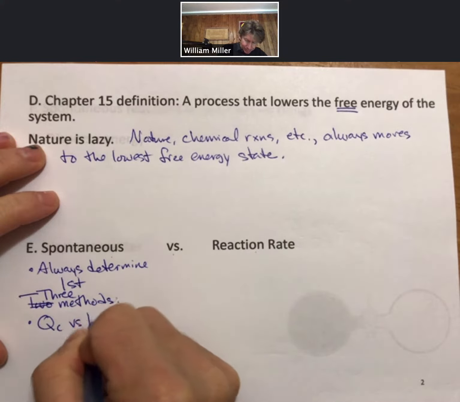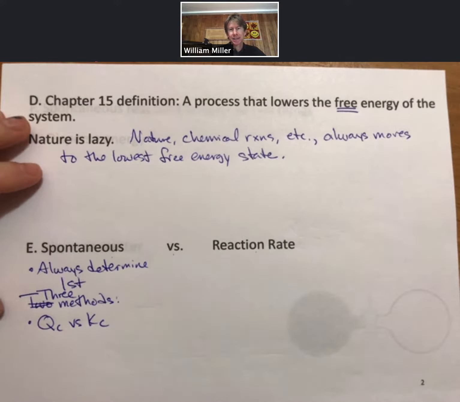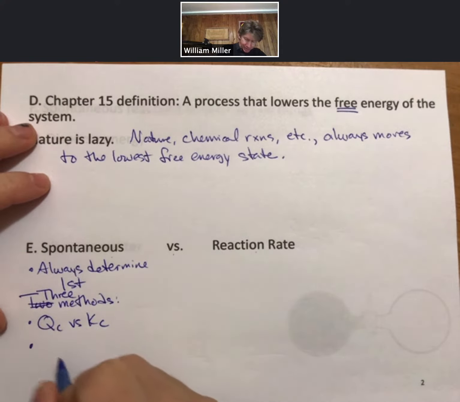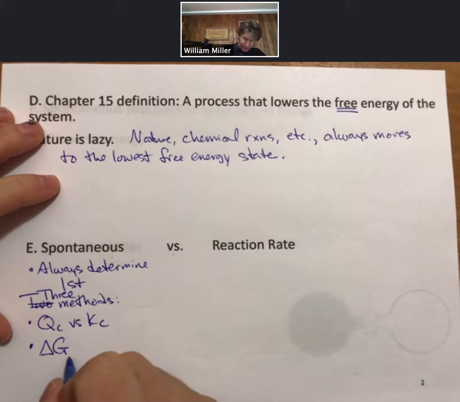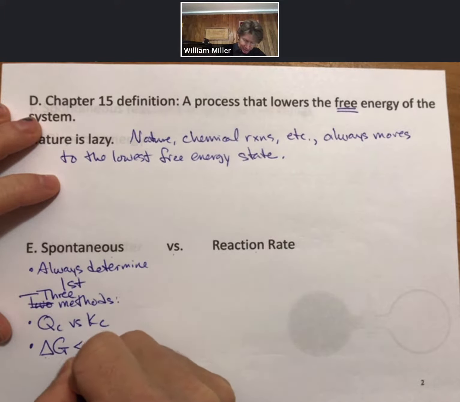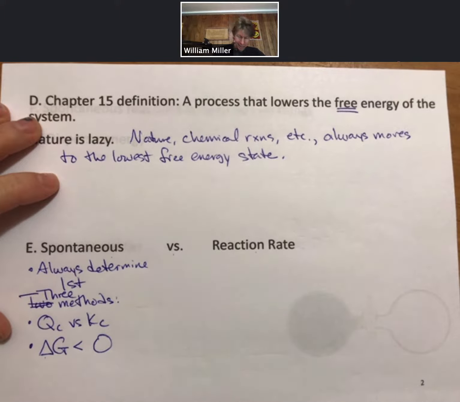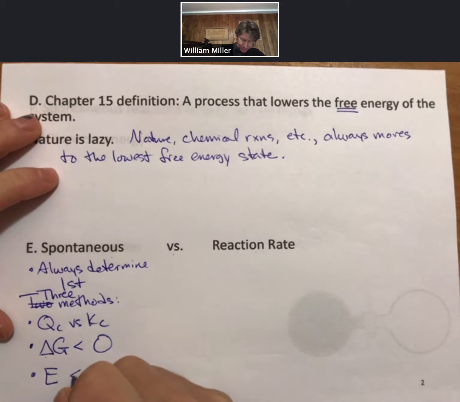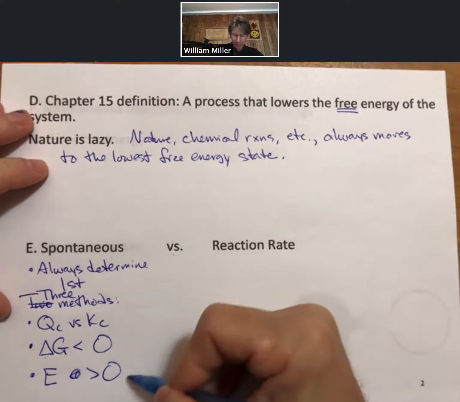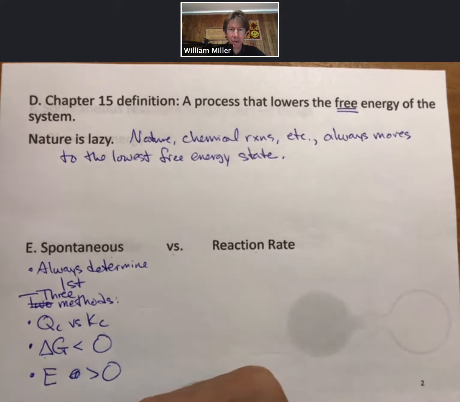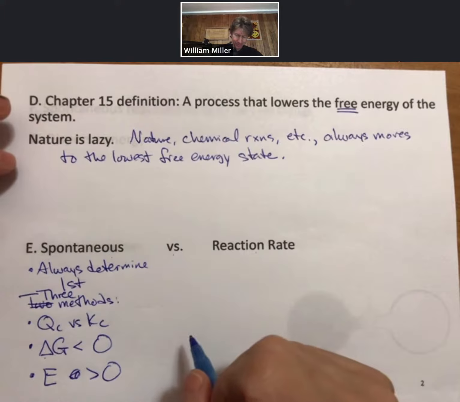One, Qc versus Kc. Two is going to be delta G, where delta G is our change in free energy that we're going to be talking about, which has to be less than 0. And in our third chapter, which will be about electrochemistry, E will have to be greater than 0. Anyway, we're going through three methods to talk about, will a process occur? Is the process spontaneous? Those are two ways of saying the same thing.